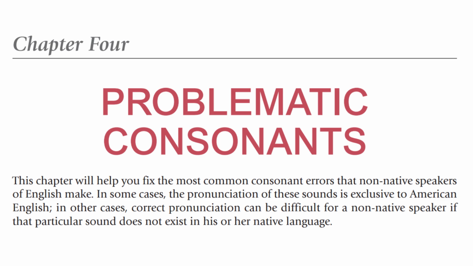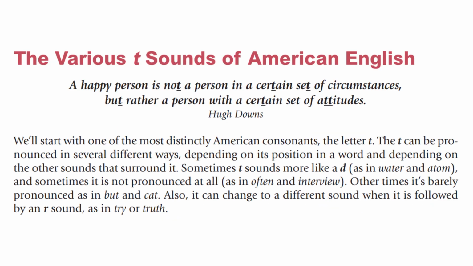Chapter 4, Problematic Consonants. This chapter will help you to fix the most common consonant errors that non-native speakers of English make. The pronunciation of some of these sounds is exclusive to American English, and other times the pronunciation is difficult for non-native speakers because the sound does not exist in their native language. The various T sounds of American English. We'll start with one of the most distinctly American consonants, the letter T. The T can be pronounced in several different ways, depending on its position in a word and depending on the other sounds that surround it.